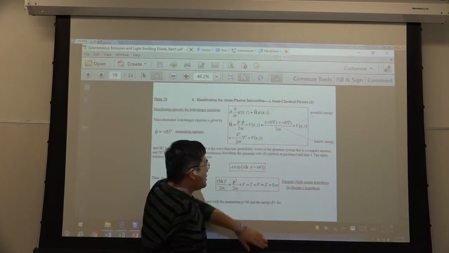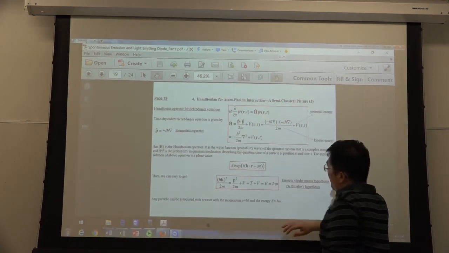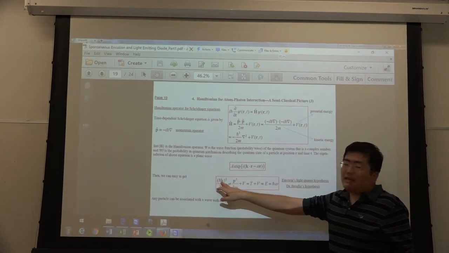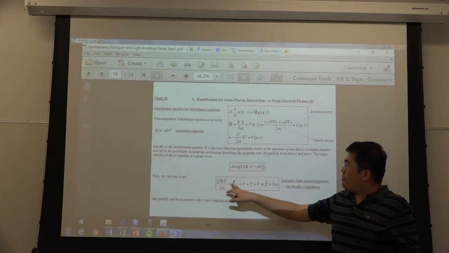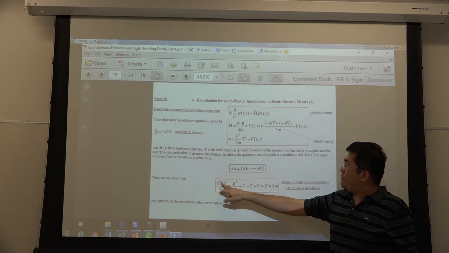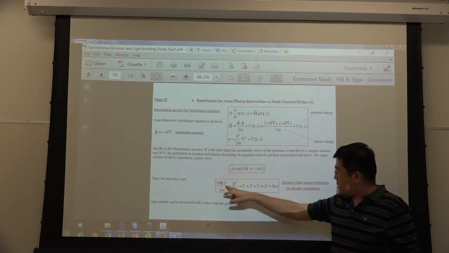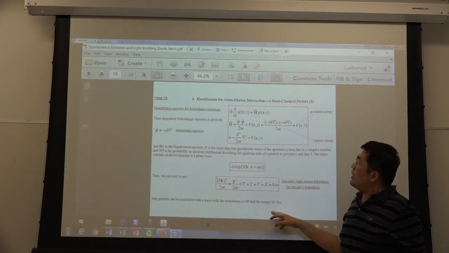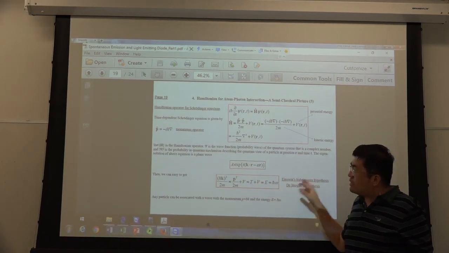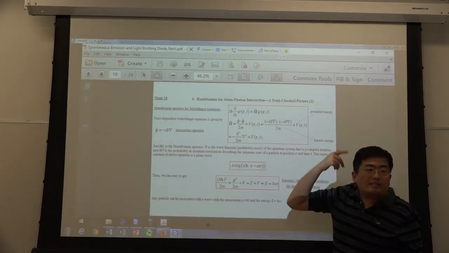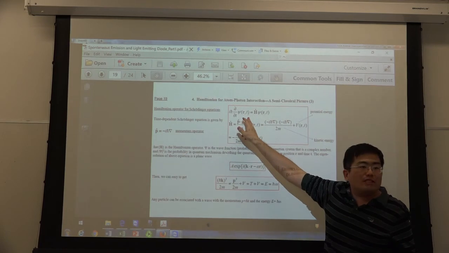Now de Broglie found that P equals h bar K. P is a momentum, K is a wave vector, and they can also be connected through h bar. This is by de Broglie. Okay, according to these two findings, Schrodinger just guessed this equation.